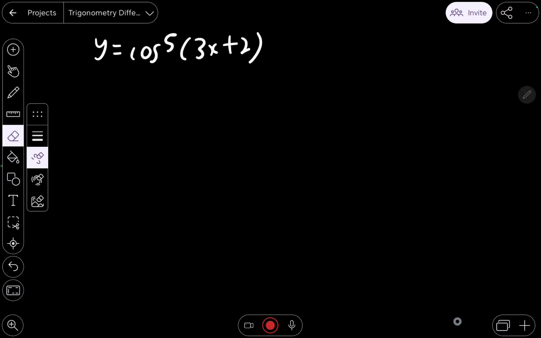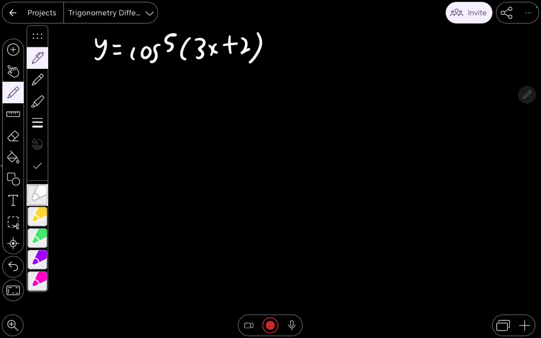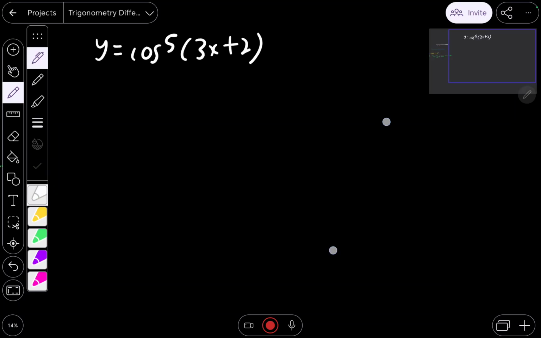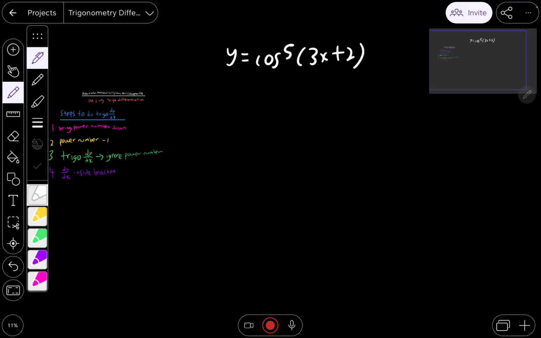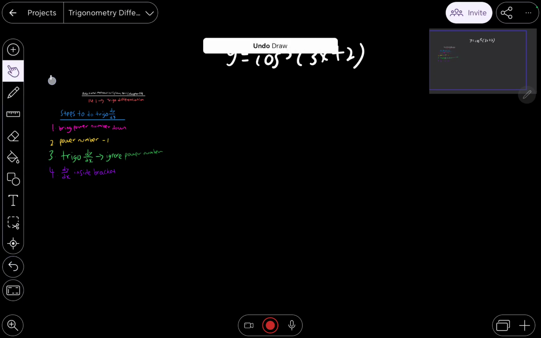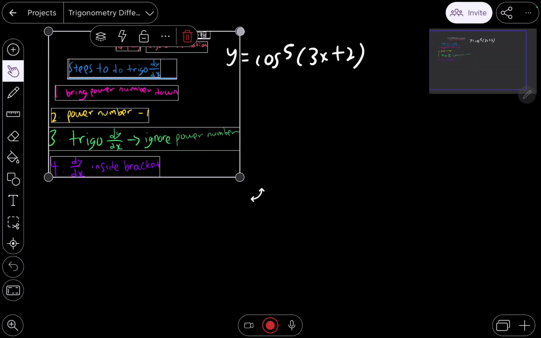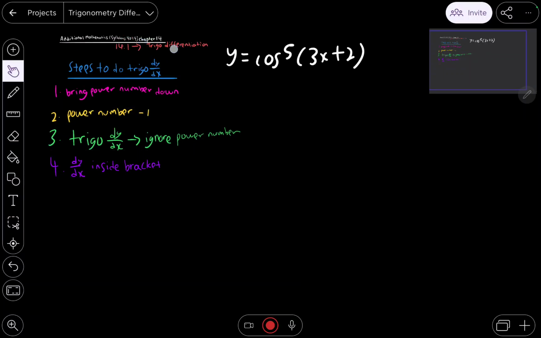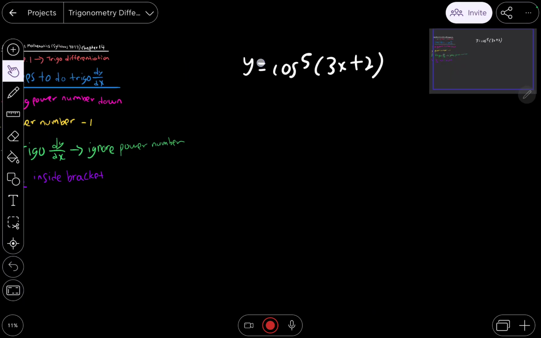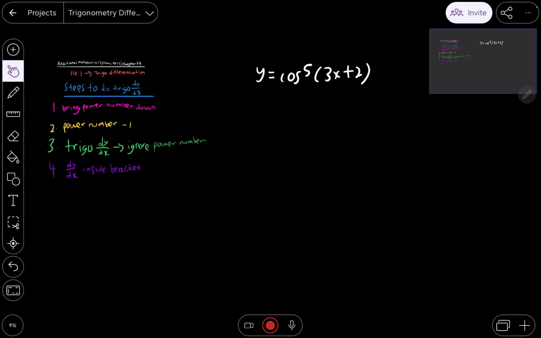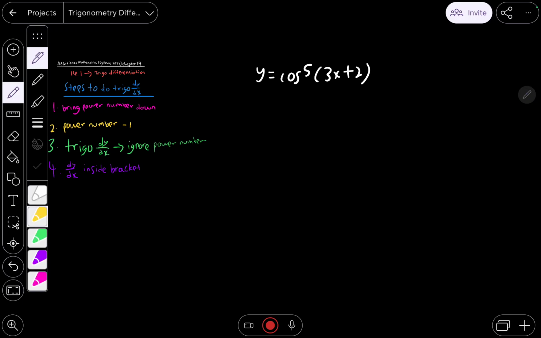Alright, so is it a very nice one to differentiate? Yes, right? Remember your steps to do trigo differentiation, where your power number bring down, power number minus 1, and then do your trigo differentiation. Alright, so these are the steps here at the side, yeah? So, is it a nice form to differentiate?